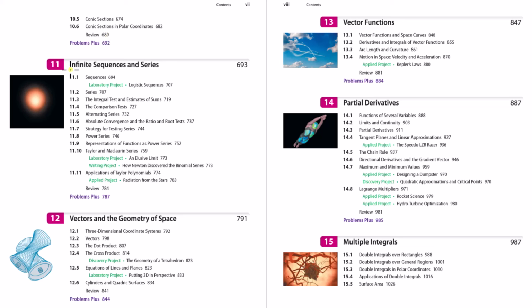Okay, we're continuing with chapter 11, which is on infinite sequences and series. In this video, we're going to go through section 11.2, which is titled Series. But again, as I've mentioned in previous videos, we're not being introduced to the concept of a sequence or a series in this chapter in calculus.